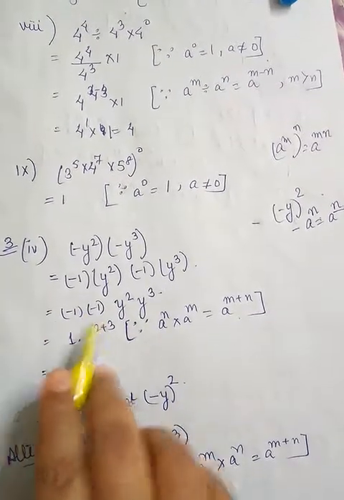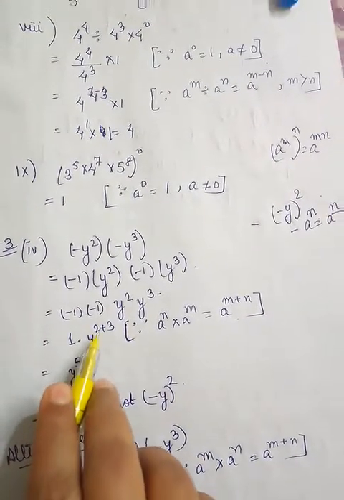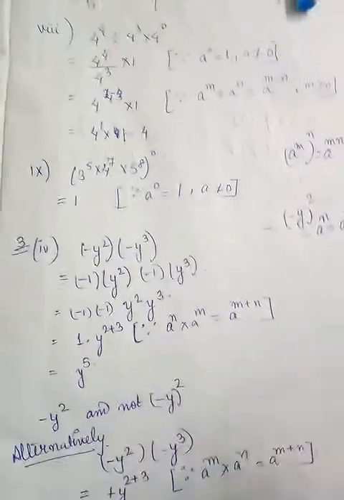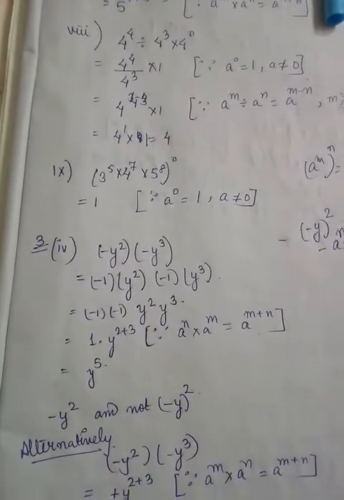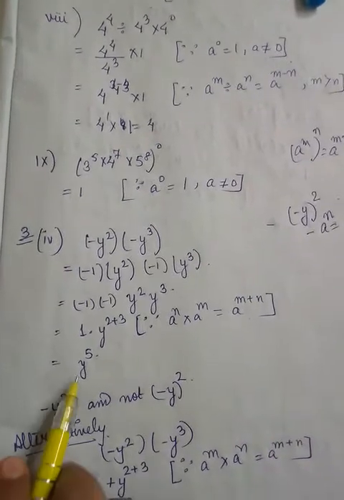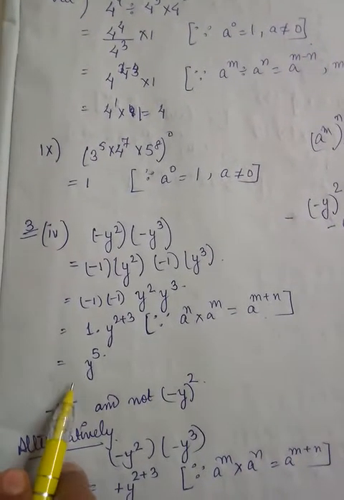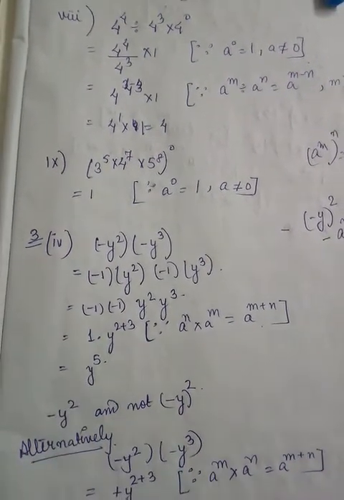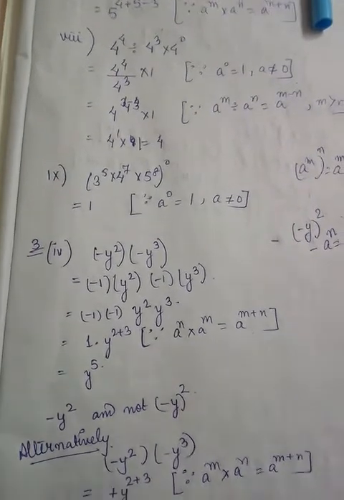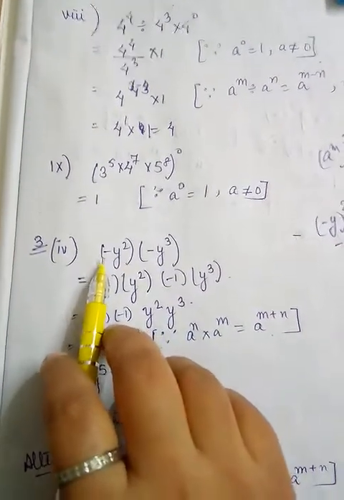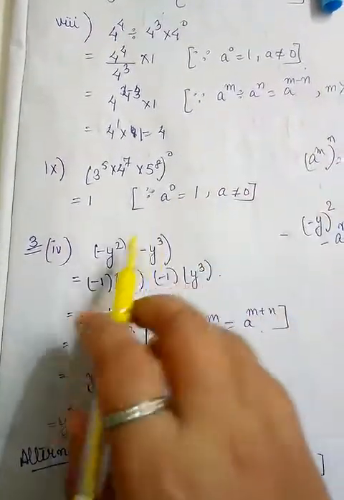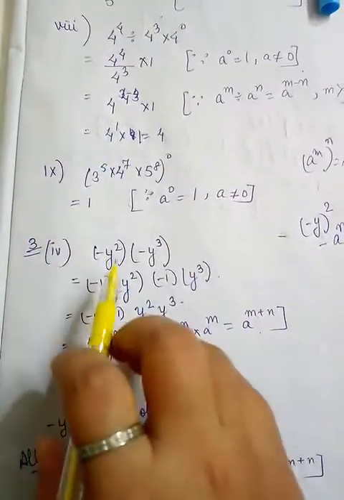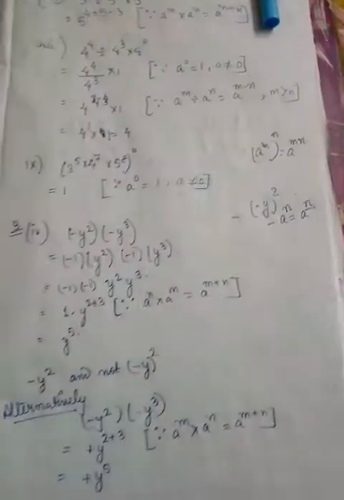Now minus 1 into minus 1 will be plus 1, and y raised to the power 2 plus 3, because we are using the general product law, that is a raised to the power m into a raised to the power n equals a raised to the power m plus n. So this will be equal to y raised to the power 5. Many of you have written minus y raised to the power 5 because you have considered the minus with the whole term. It is not with the whole term; the minus is separate and y square is another term.